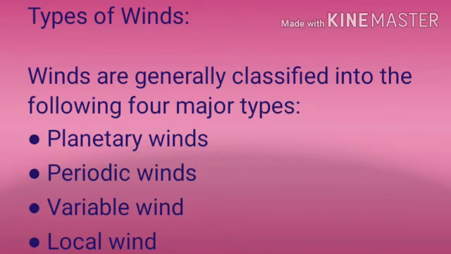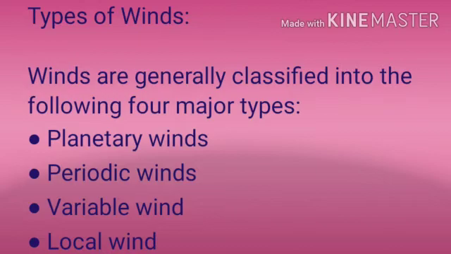Next we will see about types of winds. There are 4 types of winds: planetary winds, periodic winds, variable winds and local winds. Planetary winds: the winds which consistently blow in the same direction throughout the year are called planetary winds. They are also called permanent winds or prevailing winds. These winds are divided into 3 parts: trade winds, westerlies, and polar easterlies.